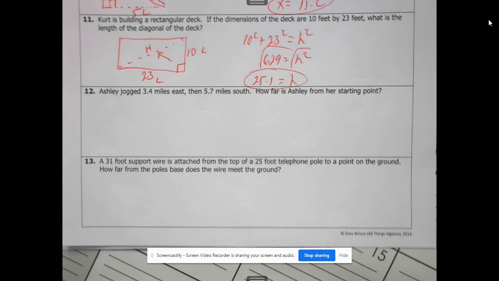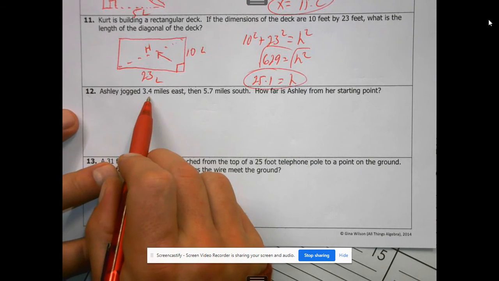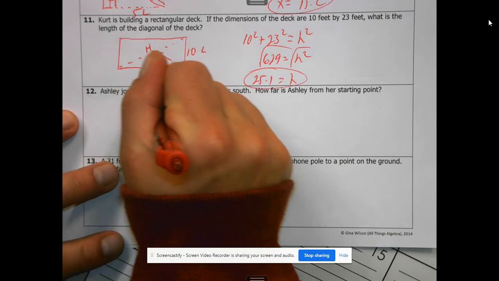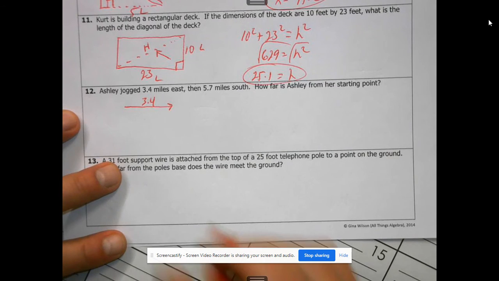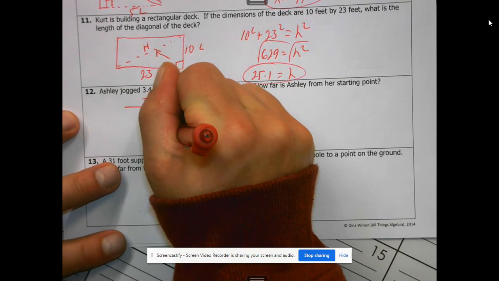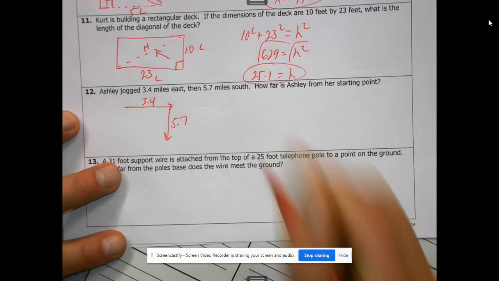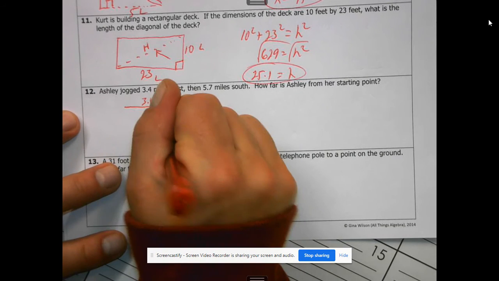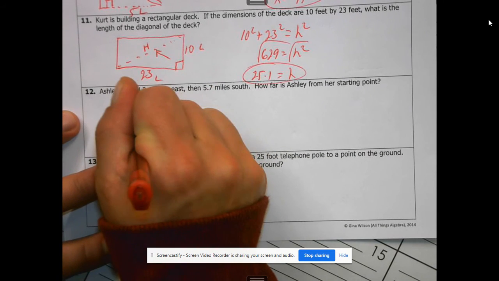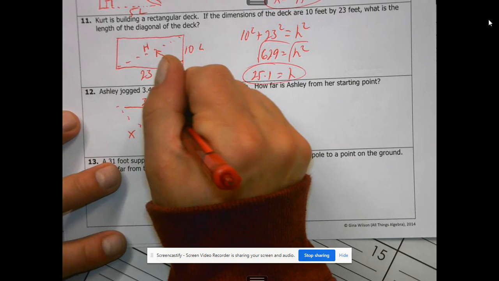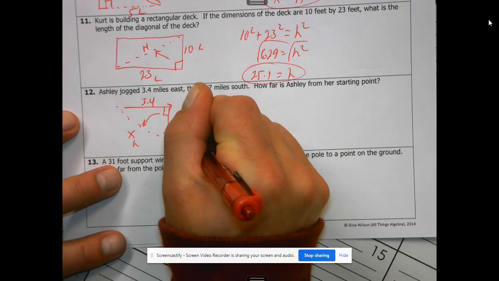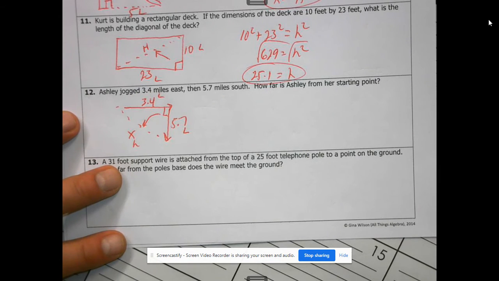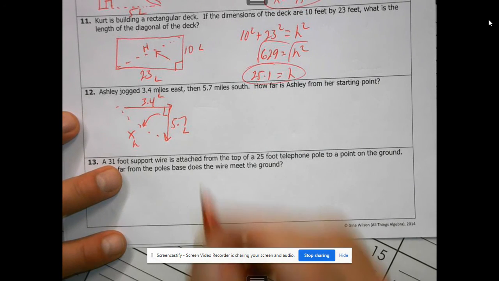Number 12. Ashley jogged 3.4 miles east, then 5.7 miles south. How far is Ashley from her starting point? We don't know. Let's call it X. Here's my 90. Label the pieces. X is the hypotenuse, and those are your legs. So once again, we're missing a hypotenuse.